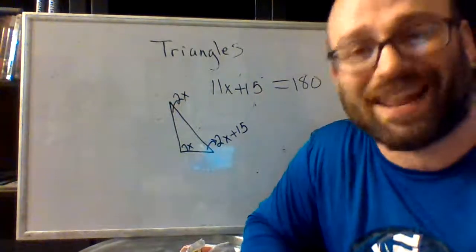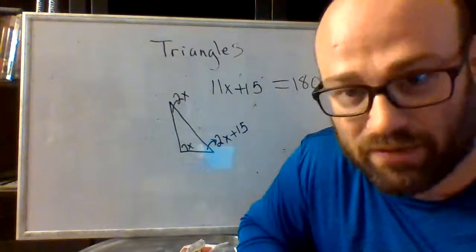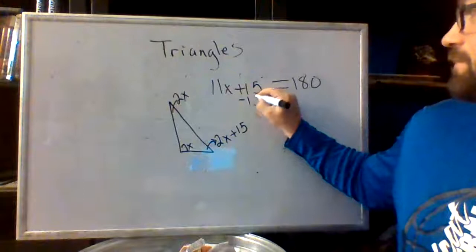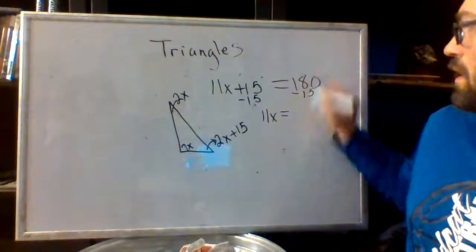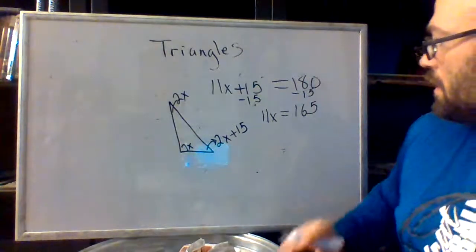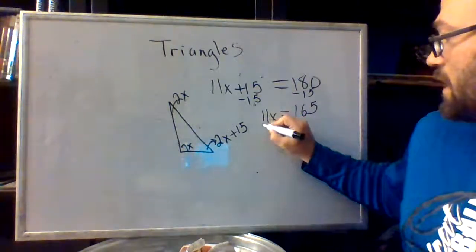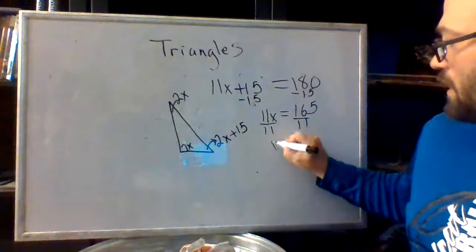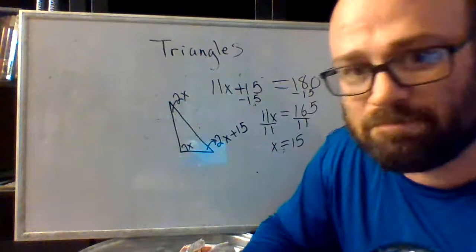And trust me, you're going to do a lot of this next year in 8th grade. A lot of this stuff you'll do a lot next year with the angles. So subtract 15. So 11x equals 165. Okay. So 11 goes into that 15 times. We divide by 11. Okay. So x equals 15.